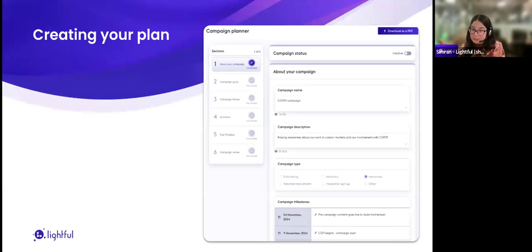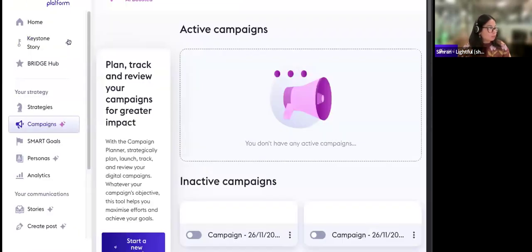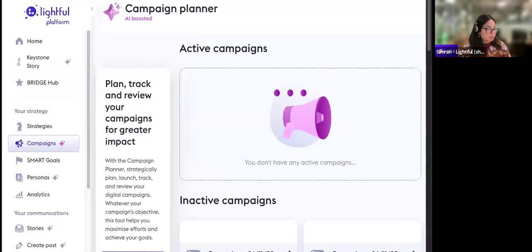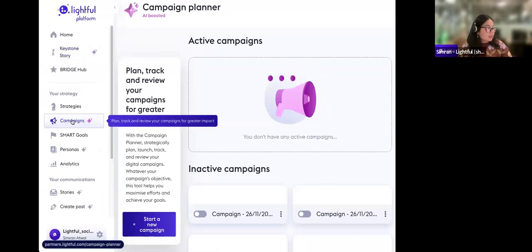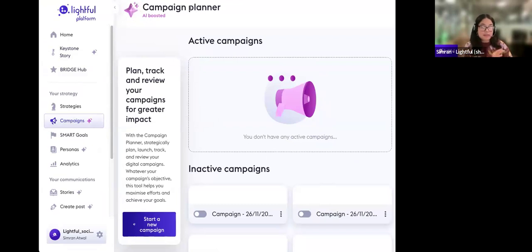So we did provide a very detailed framework, but the best thing about all of this is, it's all on our platform to help guide you through the whole process. And it's not something you have to always remember. So if you go onto the Lightful platform, I think Pilar's going to provide a link to that now. And it's on the left-hand side. If you click on campaigns, then you have your campaign planner tool. And this basically covers the whole framework that we just discussed.